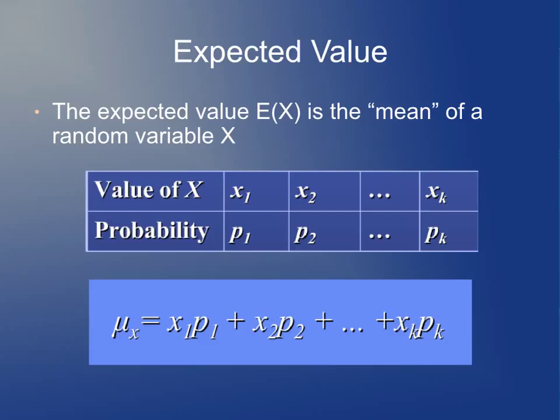So we define something called the expected value of a random variable. Expected value is in a certain sense the mean value of the random variable. If the random variable can take on values x1, x2, up to xk, then the expected value of x is defined to be x1 times the probability of x1, plus x2 times the probability of x2, and so on, up to xk times the probability of xk.